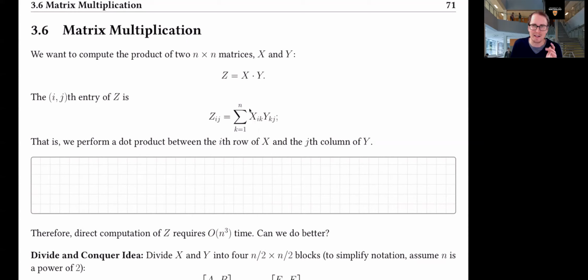Sorry, let me say that again. Let me write it because I feel like I just bungled that. So this is the ith row of x, and this is the jth column of y. That is, we perform a dot product between the ith row of x and the jth column of y.